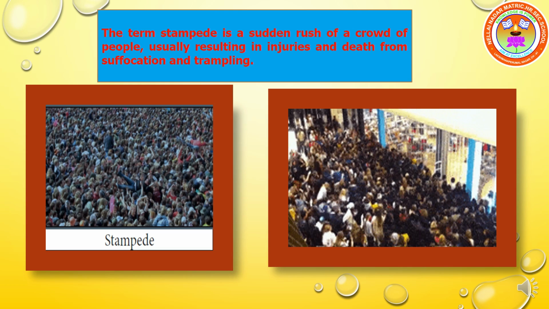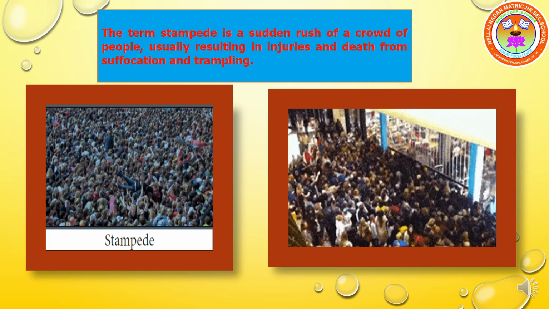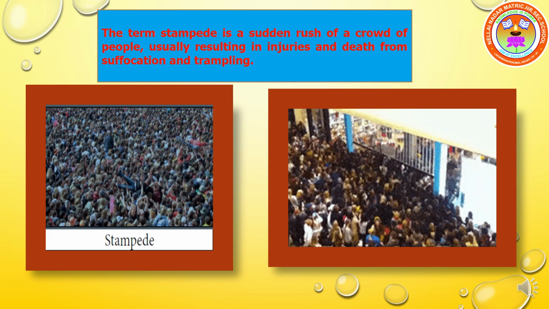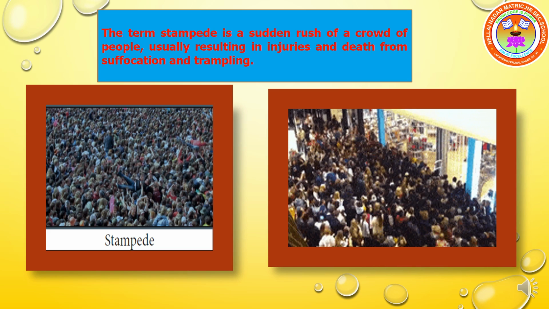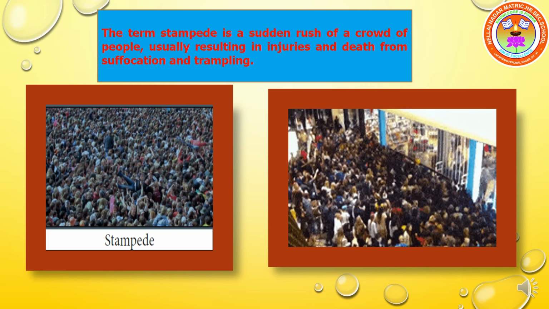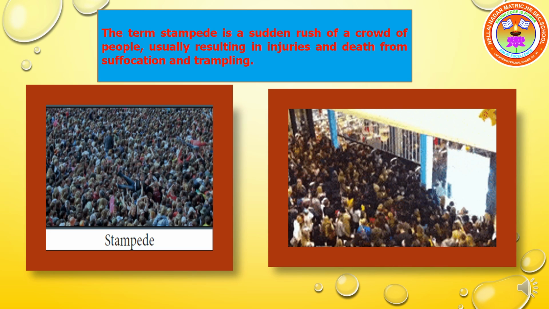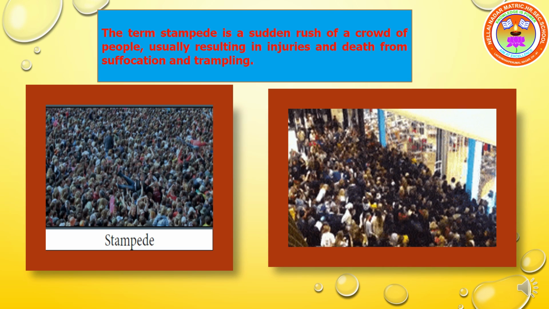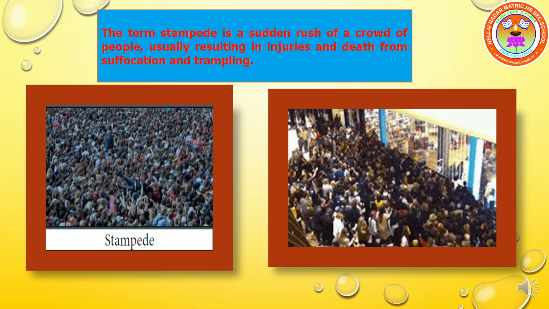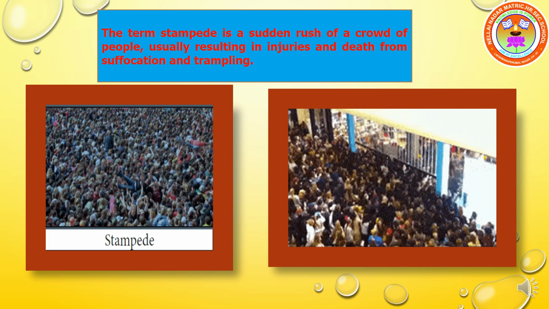Next one is stampede. The term stampede is a sudden rush of a crowd of people, usually resulting in injuries and death from suffocation and trampling. Okay, children? So, due to a sudden rush, many people will die. Some may also get injuries. That is called a stampede.